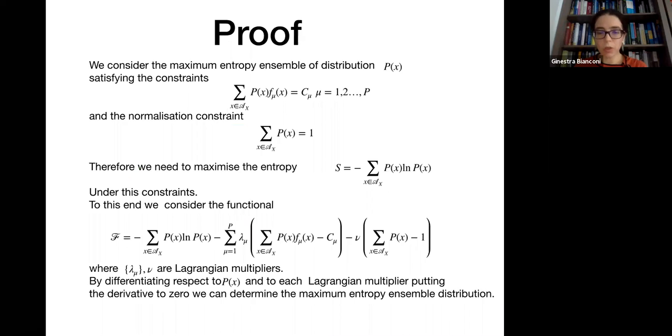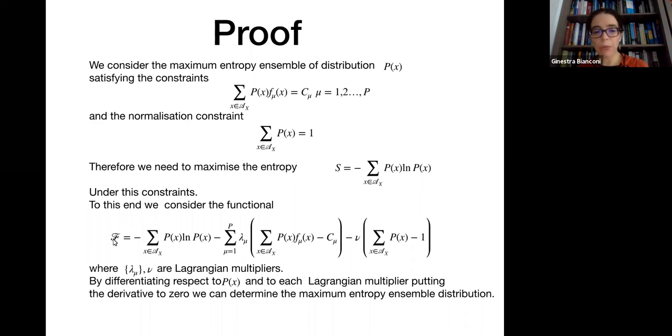So let me go to the proof. You have this constraint: your observable average over P(x) is given by this value, capital C_mu. You have the normalization, which is also always a constraint, and you have the entropy that you want to maximize. So you proceed as we did before using the Lagrangian multipliers.